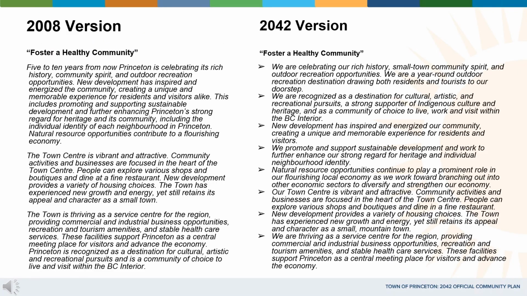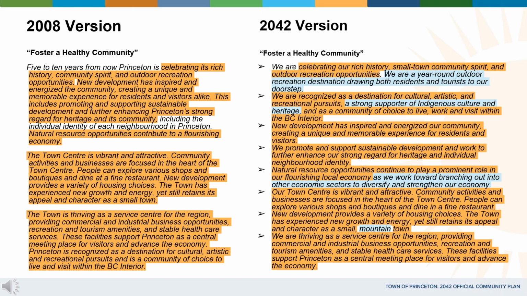Here you can see the 2008 vision compared side by side to the 2042 vision. The updated version can be found on page 29 of the draft plan. As you can see, the overall vision for Princeton's OCP has stayed the same, orange highlighting things that have stayed the same and blue as new additions.